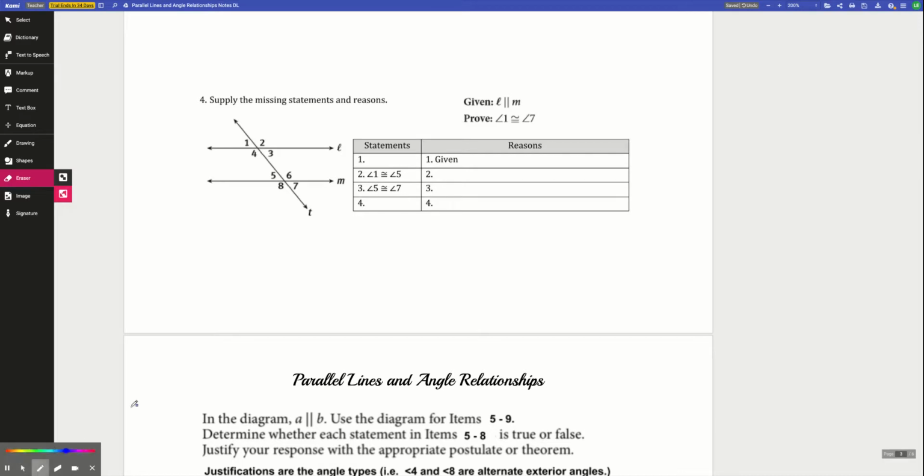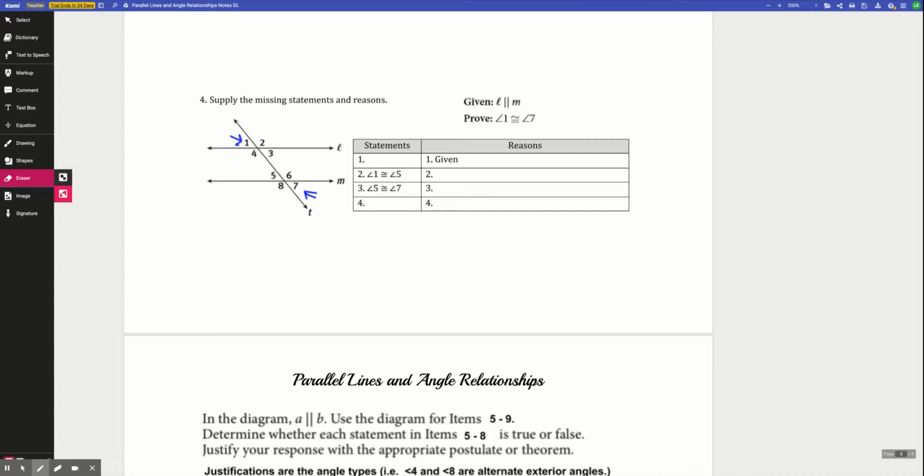All right, we are back, folks. So let's go ahead and take a look at this very short proof for some angle relationships. So here we have these two parallel lines that's given to us, and we're trying to prove that angle 1 is congruent to angle 7.